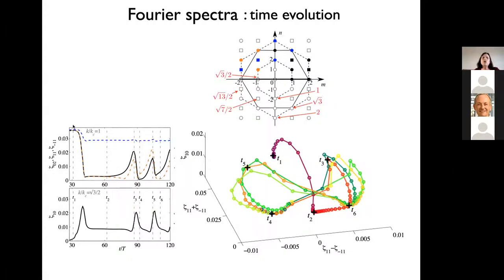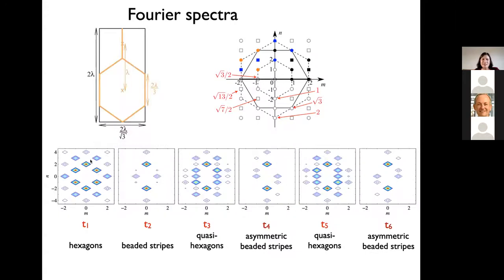Then when you go to beaded stripes, you find that this blue stays at a high level. That's this one. And the black and brown are at a much lower level. Let's look at that in the previous one. That's this one that stayed. And these two really have shrunk to almost nothing. Okay.